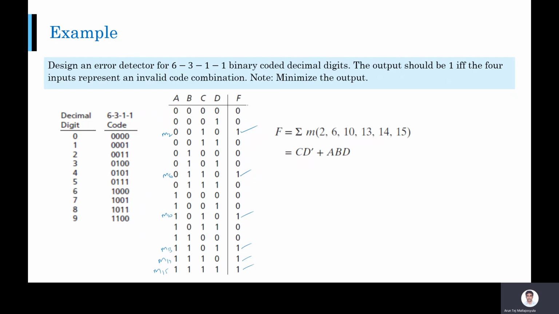CD dash plus ABD. So all I need are an AND gate for this one, another AND gate with 3 inputs for this one, and an OR gate to add these 2 terms. So this is the circuit that I have to design.